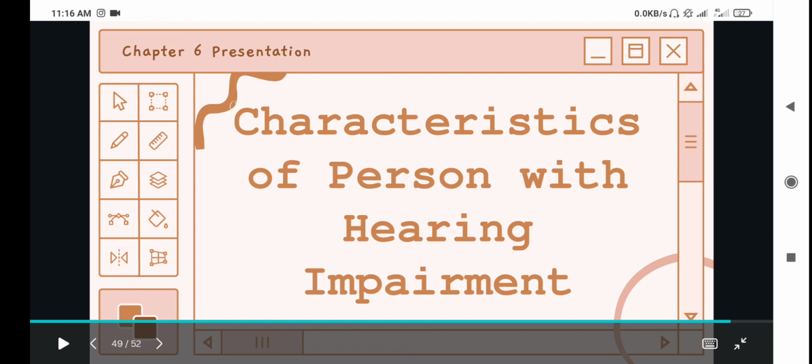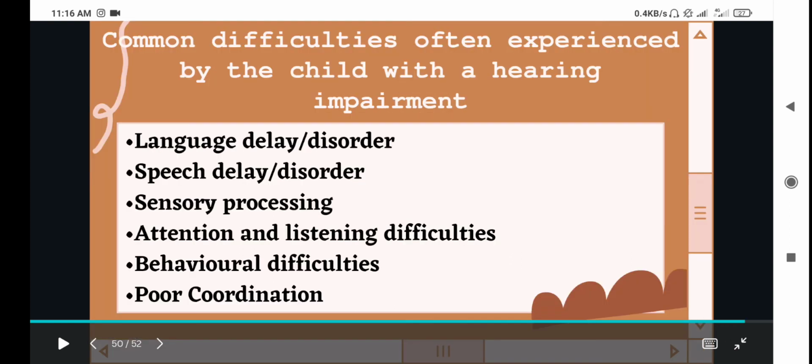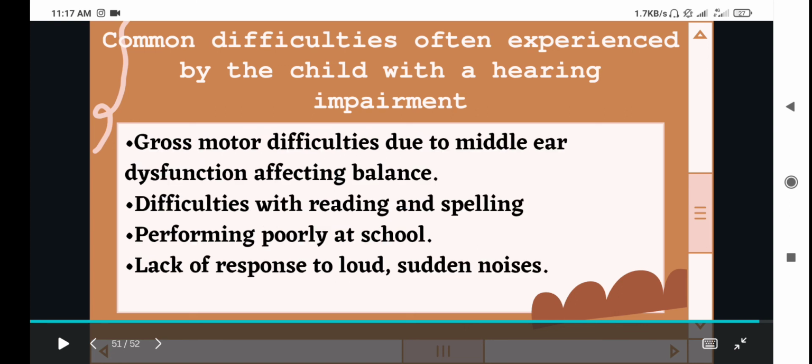Here we have the characteristics of persons with hearing impairment. Common difficulties often experienced by a child with hearing impairment are language delay or disorder, speech delay or disorder, sensory processing, attention and listening difficulties, behavioral difficulties, poor coordination, gross motor difficulties due to middle ear dysfunction affecting balance, difficulties with reading and spelling, performing poorly at school, and lack of response to loud or sudden noises.